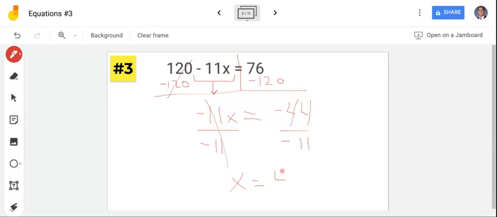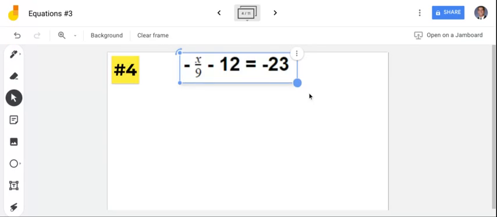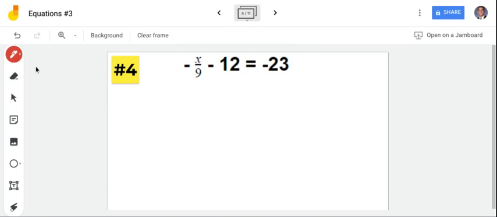One more. Number 4. I have negative x over 9 minus 12 equals negative 23. First off, do you see parentheses? Nope. Step 2, combine like terms. I look left, no like terms. This is an x term. This is a constant. Those are not like. And on the right side, there's only one term, so it can't be combined with anything else.